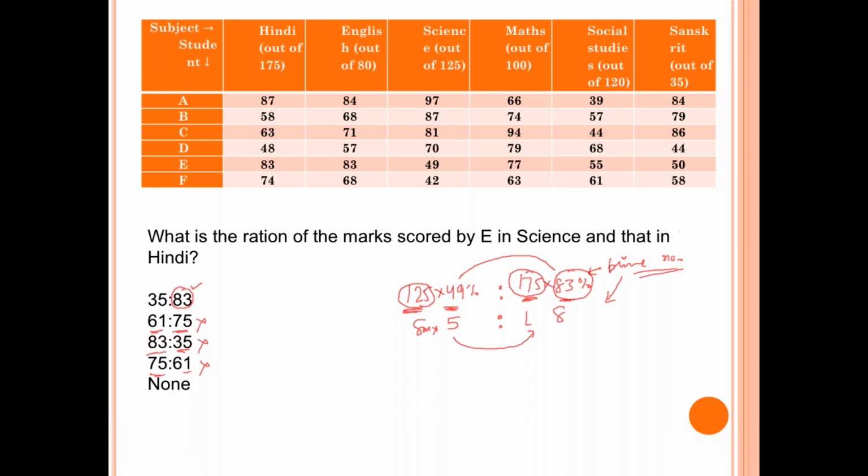Okay. Let's see one more question. If you are asked to find the average marks of anyone, then what you have to do is, like we have done it for F for 3, you have to do it for all. But still you can apply some approximation here. If you get the average marks of some student in some subjects, you can just take the approximate value of it. For example, if we have to find the average marks of A, we see here it is 87%, it is 84%, it is 97%, it is 66%, 39%, 84%.